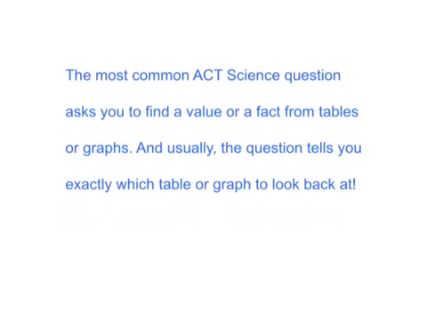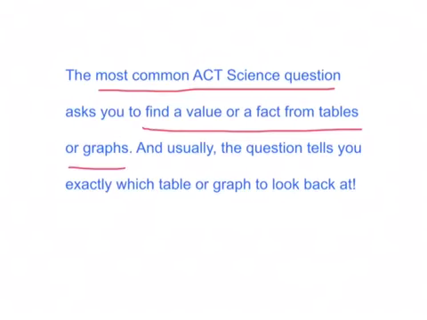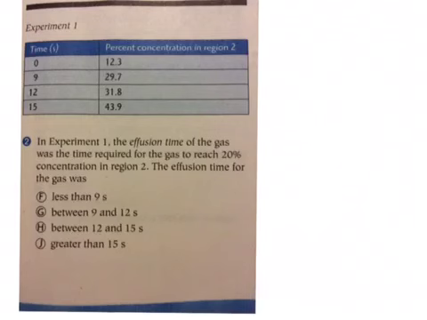So when you're taking the ACT test, the super most common science question that you'll find asks you to find a value or a fact from tables or graphs. The coolest thing about taking the ACT science test is that usually the question tells you exactly which table or graph to look back at. So in the next minute, we're going to take a couple sample problems and see how we do. Okay, stick with me here.